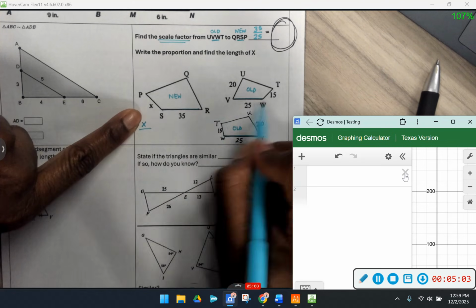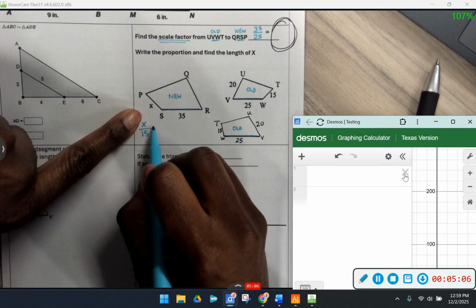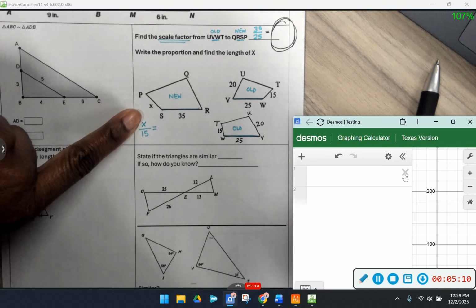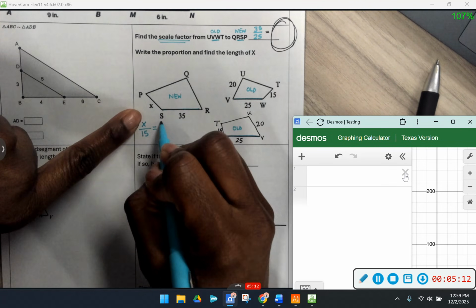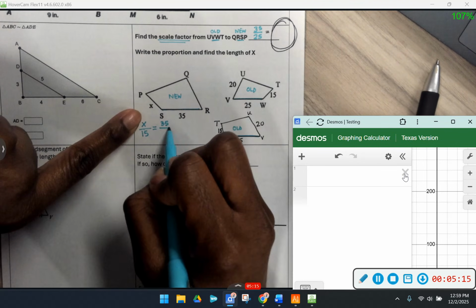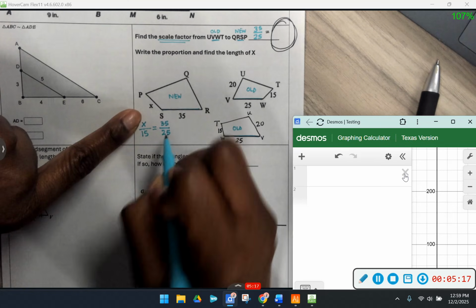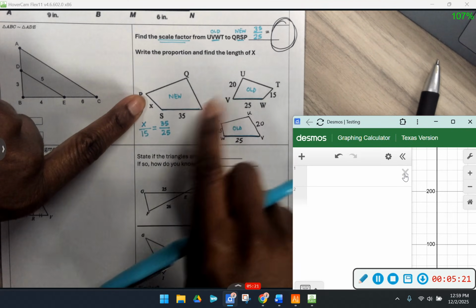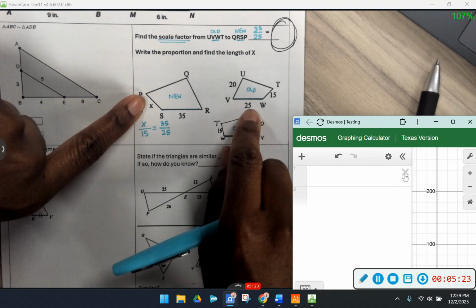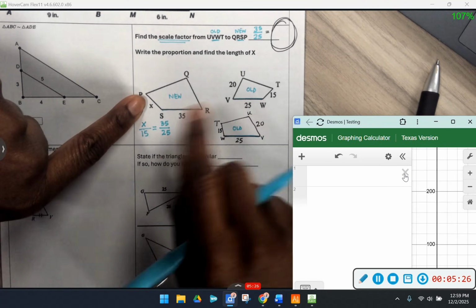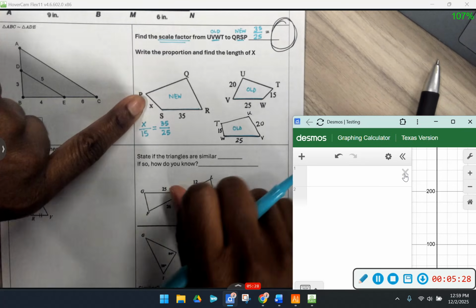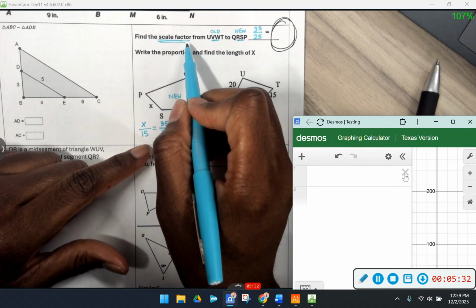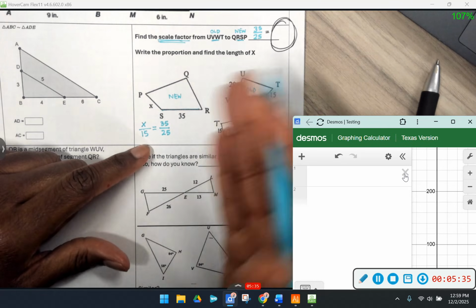So new over old. Now that I'm solving for X, yes, you need two ratios next to each other. And then I know this one is my 35, which I already used for my scale factor, over 25 to help me. So I got X over 15, 35 over 25. A lot of people keep asking me, oh, miss, is it small over big, big over small? It doesn't matter. However, scale factor, it does matter. However, it's kind of tricky because it does matter, but it doesn't.